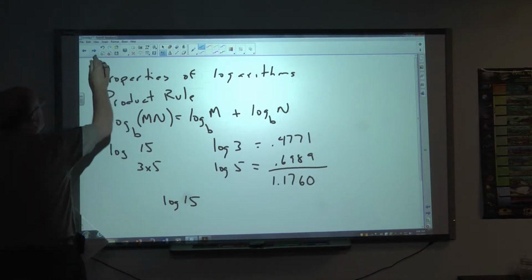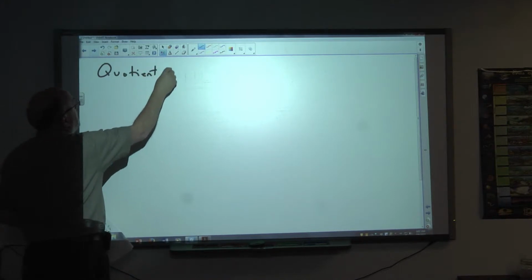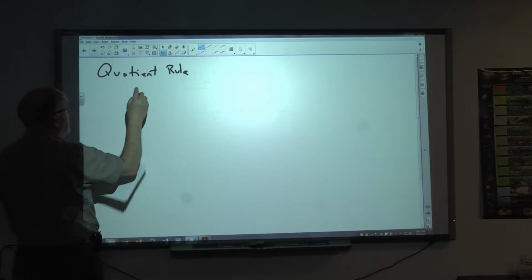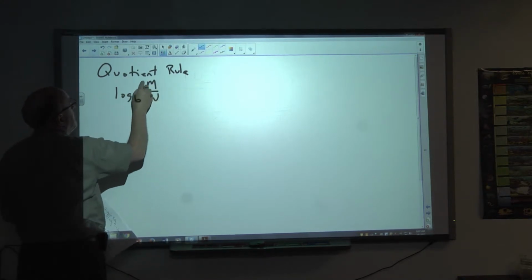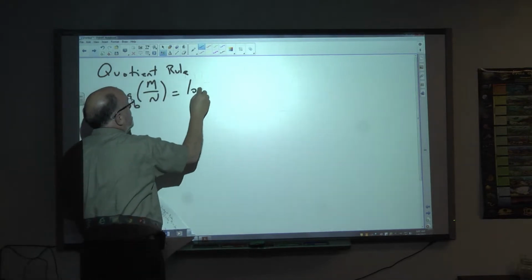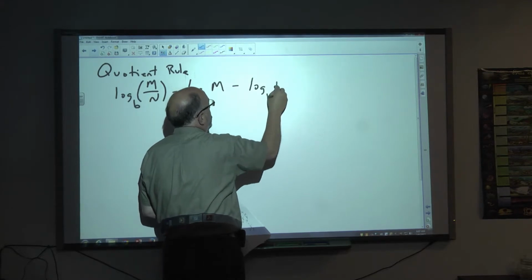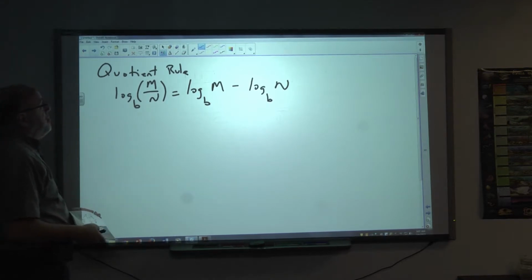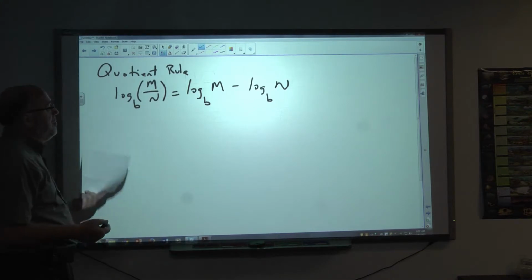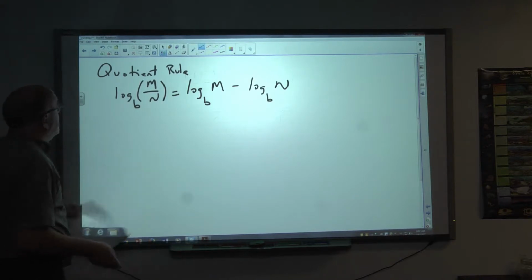The next one is the quotient rule. The log base b of m over n is given by the log base b of m minus the log base b of n. If you think in terms of what we just did, we did 15 divided by 5, which is 3. If I took those numbers I had on the previous page and did a subtraction, I would get that as the number.